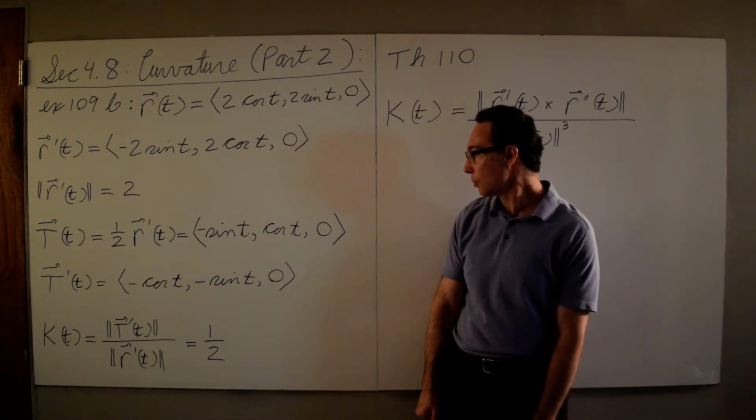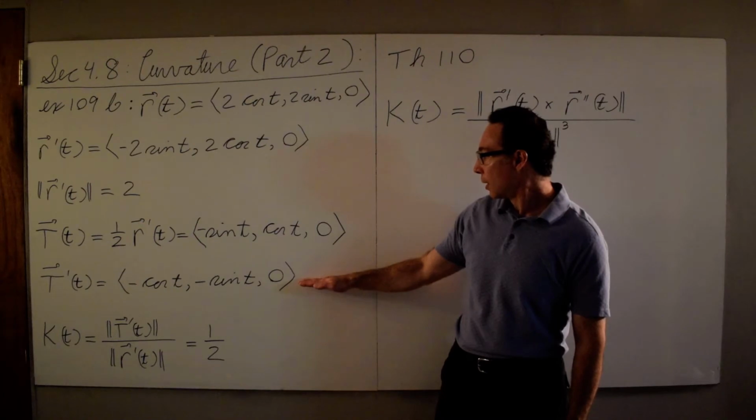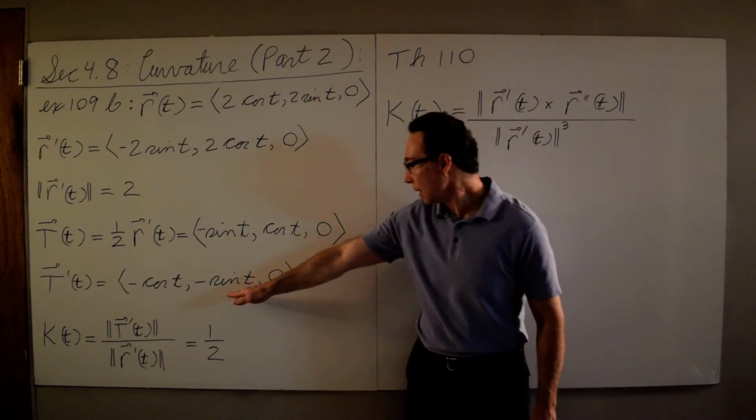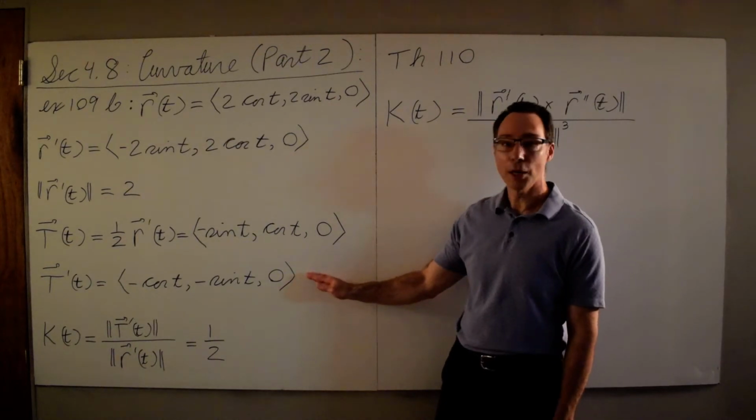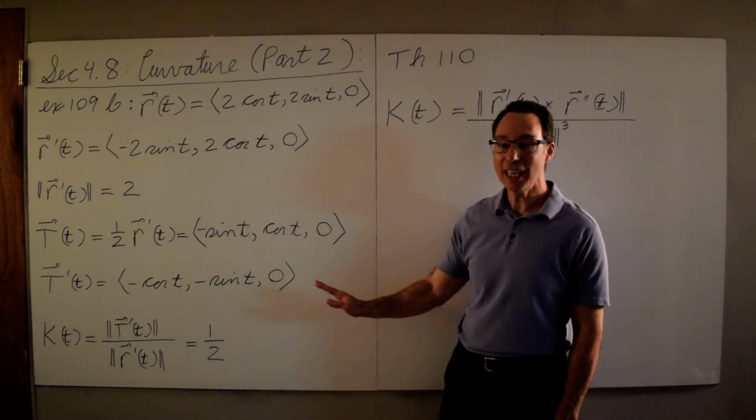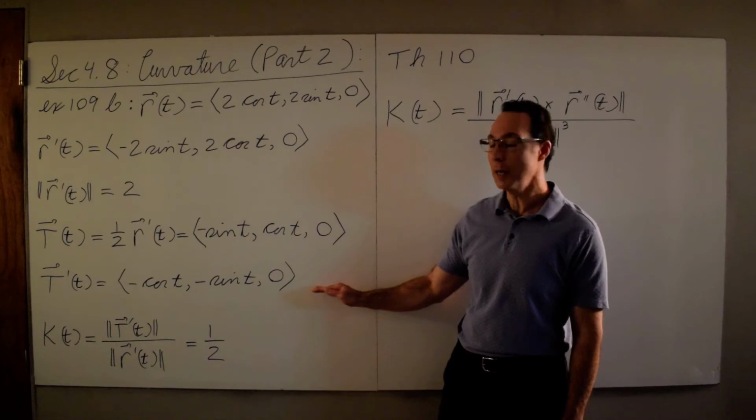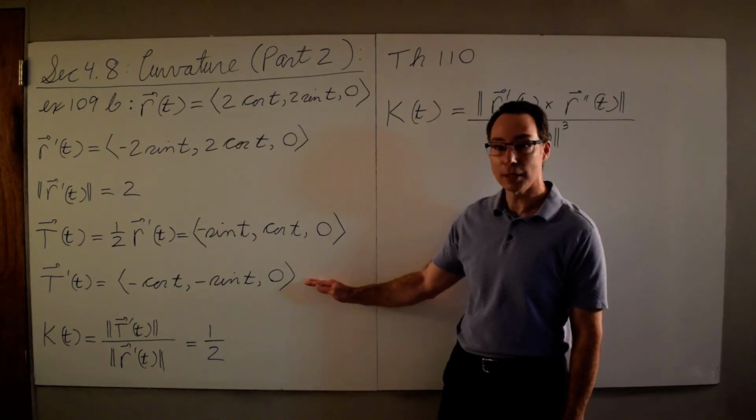So then we take its derivative. We have negative cosine t, negative sine t, 0. This also happens to be a unit vector. In general, T prime does not have to be a unit vector. In this case, it is.